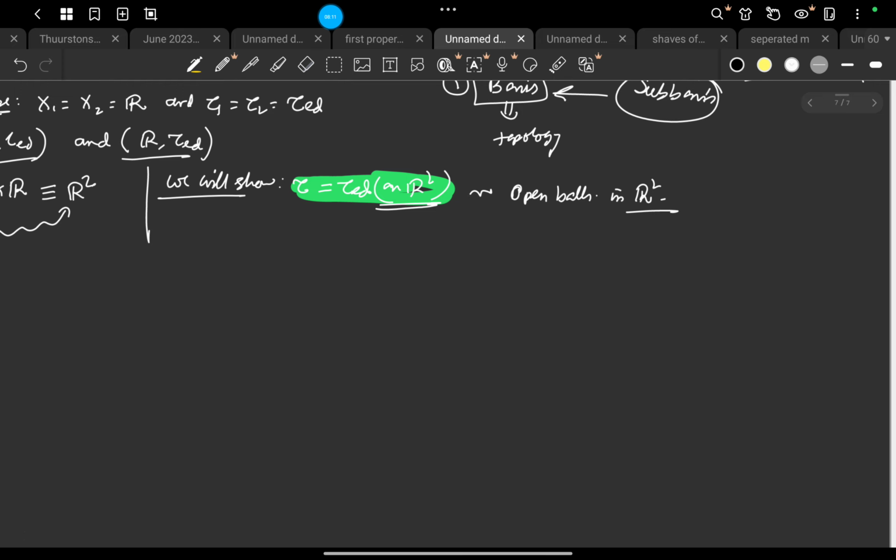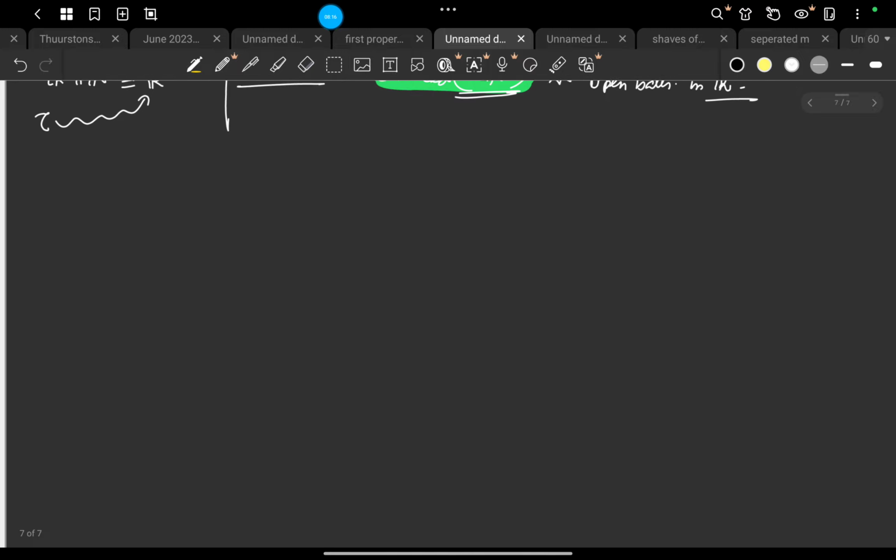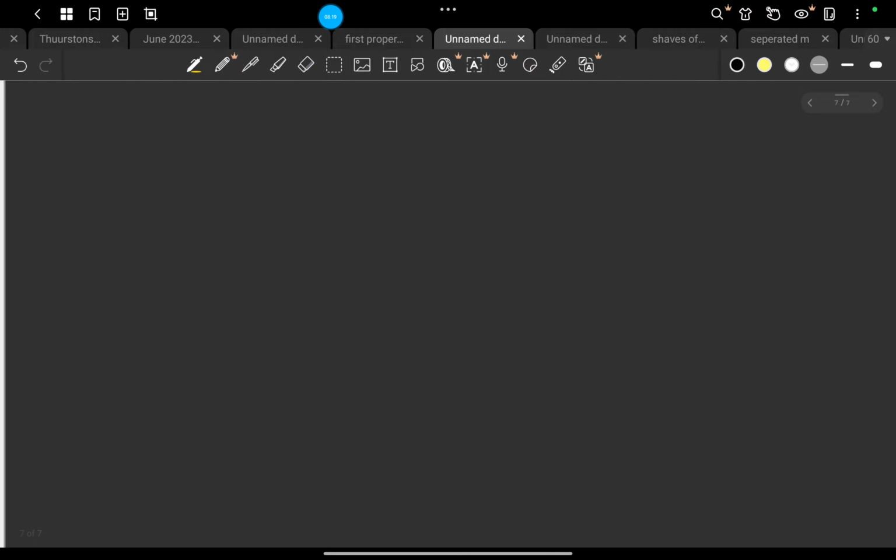In R2. Okay, all right, so let us start. So consider that (R, tau_u). So what are the basic open sets here? The basic open sets of this topology is basically the set of all the open intervals (a, b) such that a is strictly less than b, belonging to the real numbers.